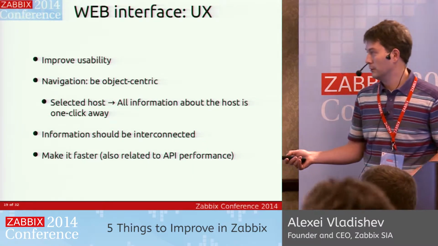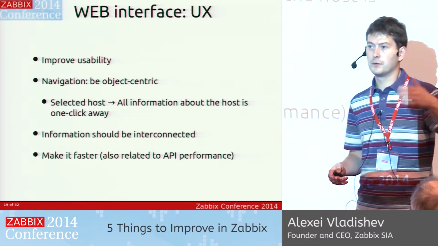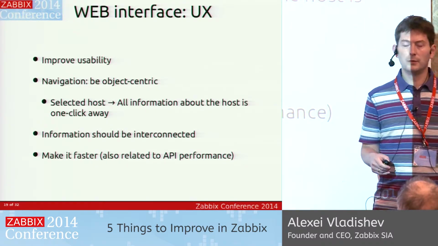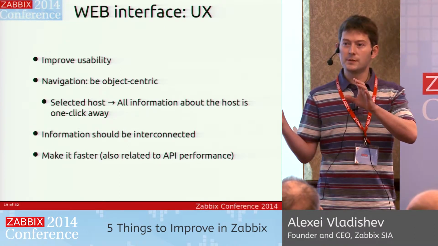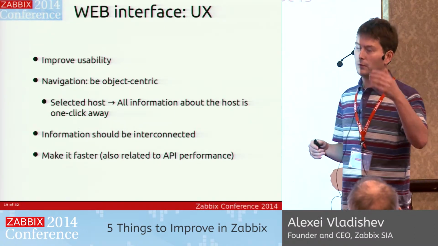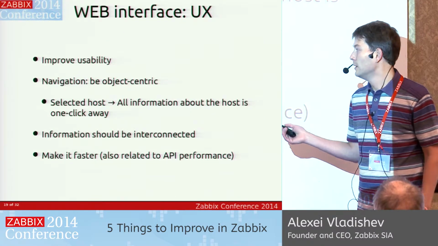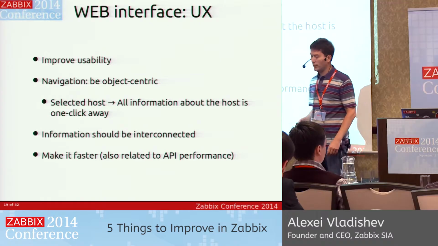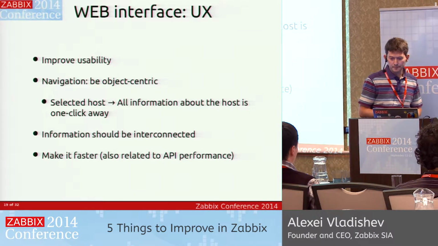And make it faster. You may remember these problems with the performance of latest data, when we did some performance improvements everywhere except the latest data. So latest data became much slower in one of the early versions of Zabbix 2.2. But it's not only about the latest data. We also have other pages where some performance improvements are really needed.